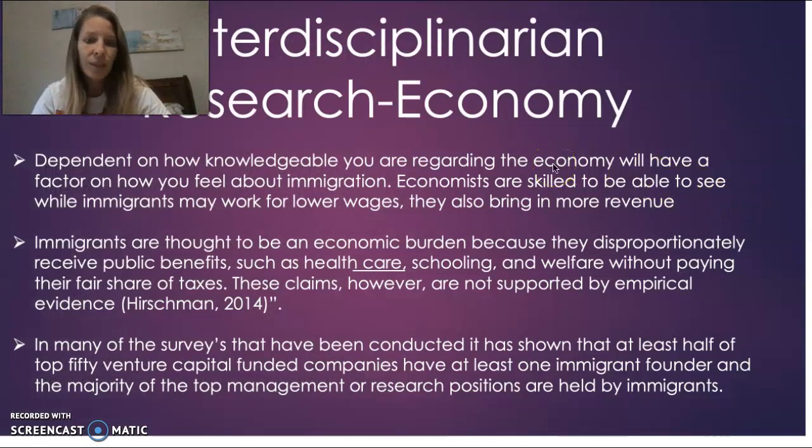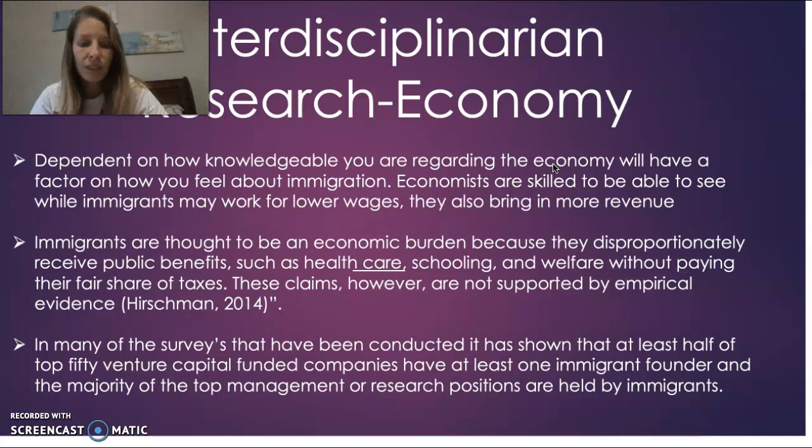Interdisciplinary research: economy. Depending on how knowledgeable you are regarding the economy will have a factor on how you feel about immigration. Economists are skilled to be able to see that while immigrants may work for lower wages, they also bring in more revenue. Immigrants are thought to be an economic burden because they disproportionately receive public benefits such as health care, schooling, and welfare without paying their fair share of taxes. These claims, however, are not supported by empirical evidence.